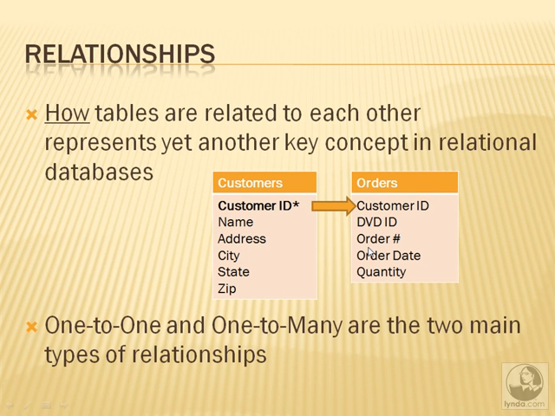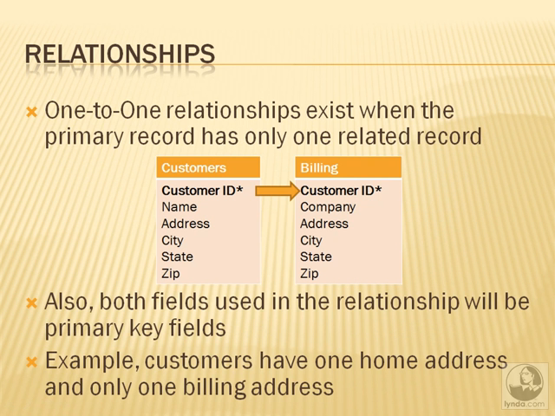Now, when we talk about relationships, that's how tables are related, there's another key concept you need to understand. Typical relationships include one-to-one and one-to-many. Those are the 2 main types of relationships. A one-to-one relationship exists when the primary record has only one related record in that child or related table. So here you can see we've got customer information and their address, and then we've got a billing table, for example, where a billing address would show up for each customer, and they're only allowed one billing address. So you can see we've got the primary key here showing up in both tables.